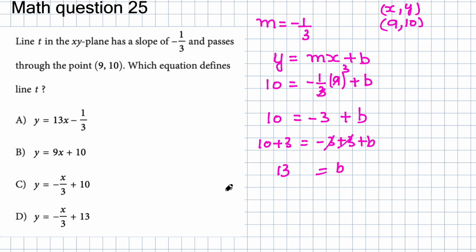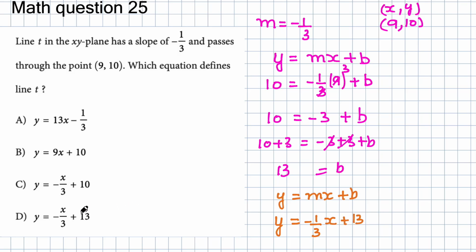Now when we have to find the equation, that means there are variables in it. So again we will use y is equal to mx plus b and see what we can do here. Y is the variable, so that will be as it is. M has the value minus 1 by 3, which is given in the question itself. X is again the variable, and the value of b is 13.